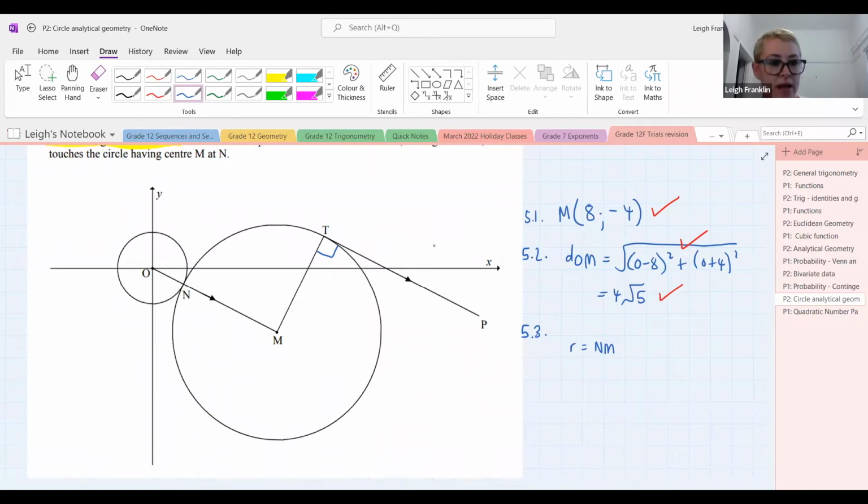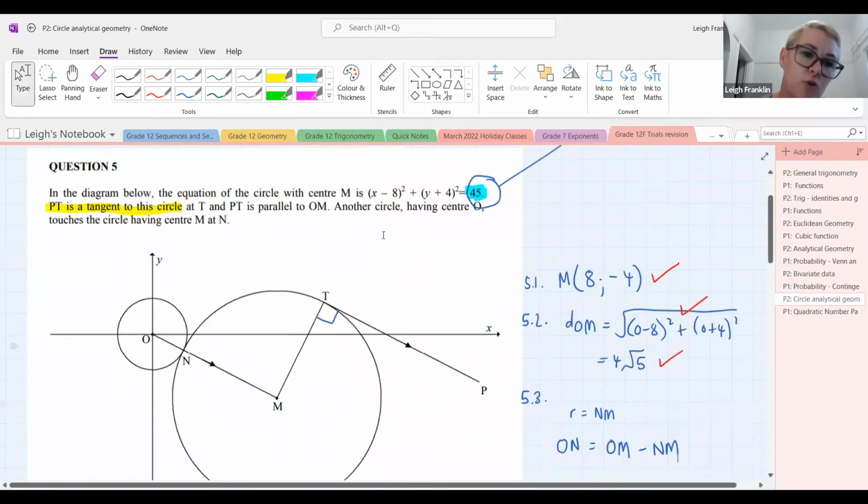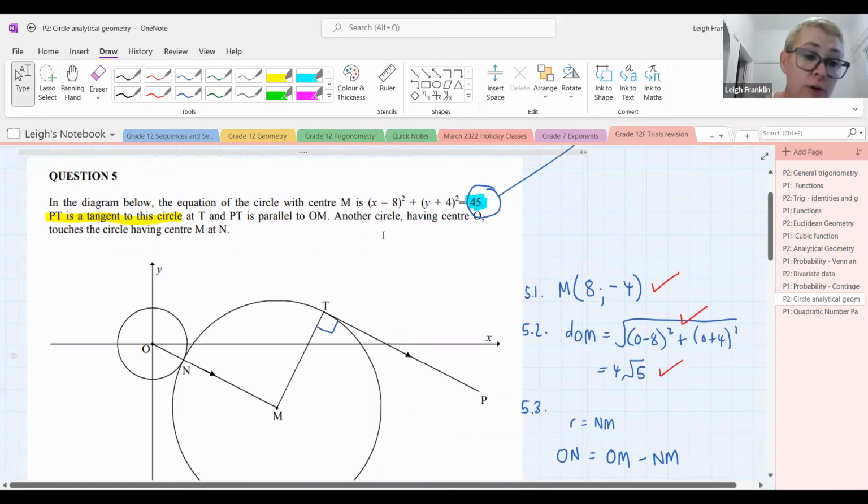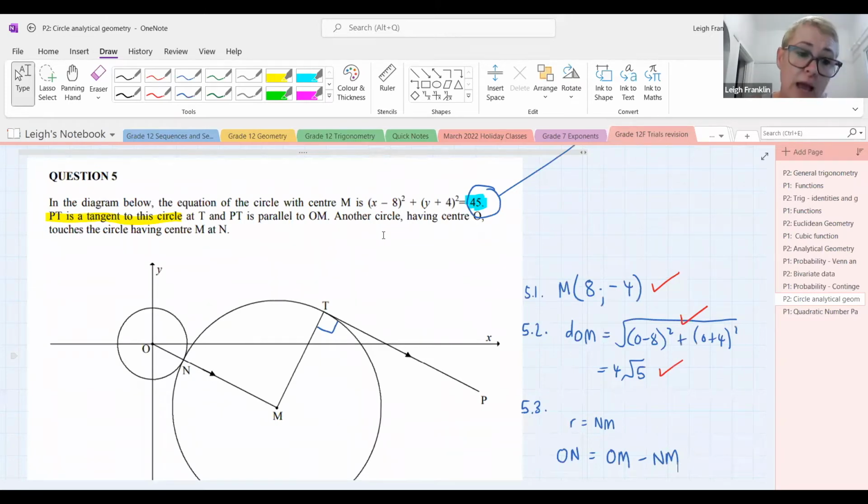If we know the length of OM and we subtract the length of NM, we can get ON. So in other words, ON is going to be OM minus NM. Look at the picture. ON is going to be OM minus NM, because we don't have any other information about that little circle. All we know is that it's centered at the origin. We don't know the length of its radius. So that's why we have to use what we do know.